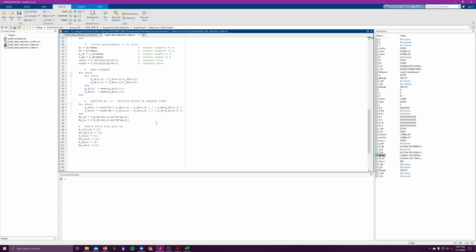It's a lot of stuff that we have to do in this lab, and I know it kind of sucks, but that's the way it is.